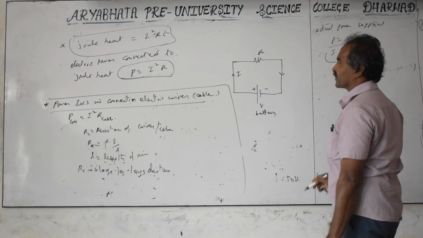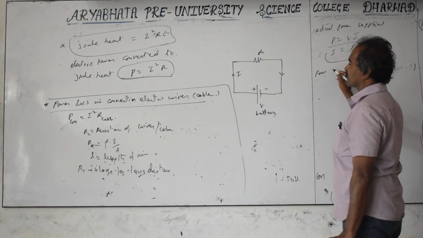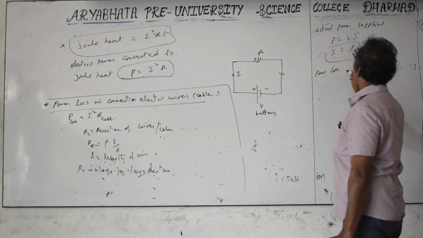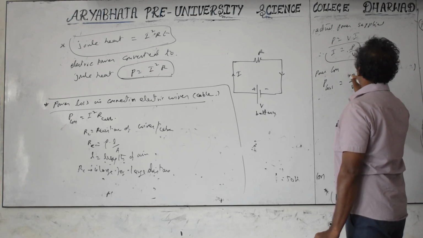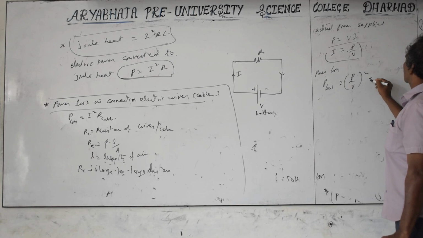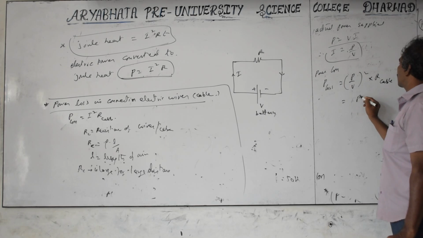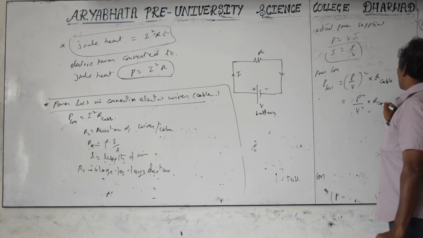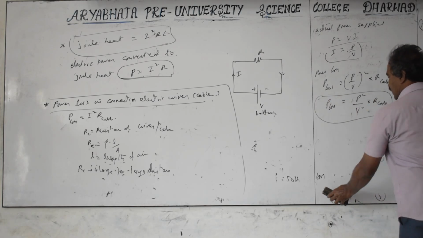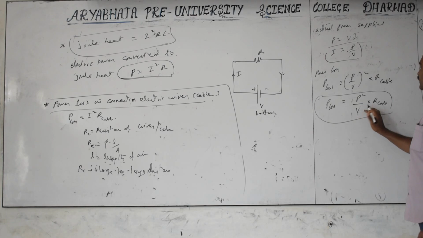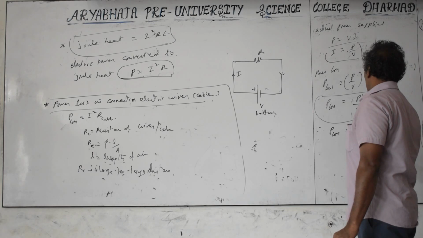Therefore, power loss. P loss is equal to I square R, where I is P by V, so P by V whole square into R cable, or R wire, which is nothing but P square by V square into R. Here the initial power is constant, so what we can change is only the voltage. Therefore, this P loss is inversely proportional to V square.